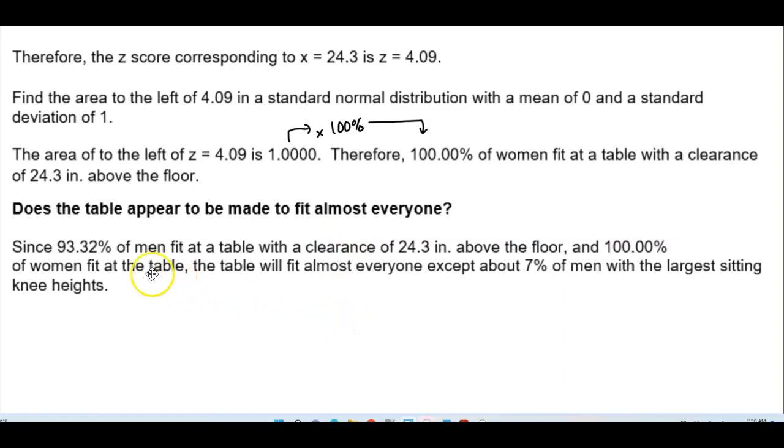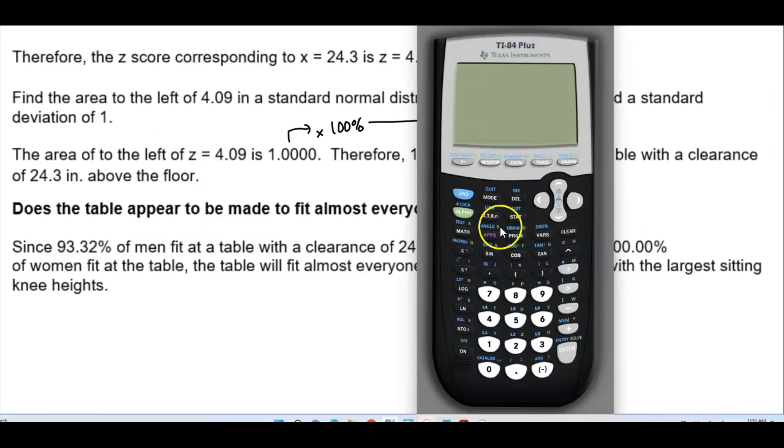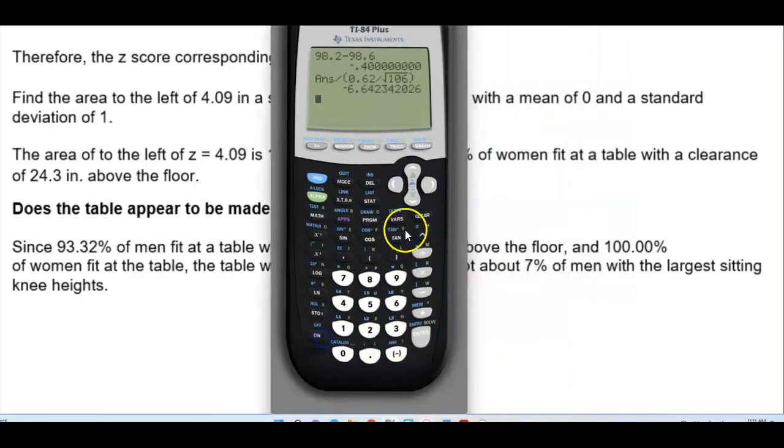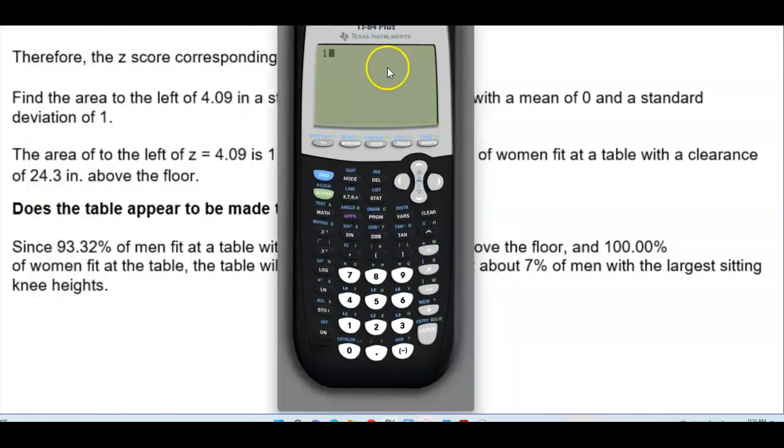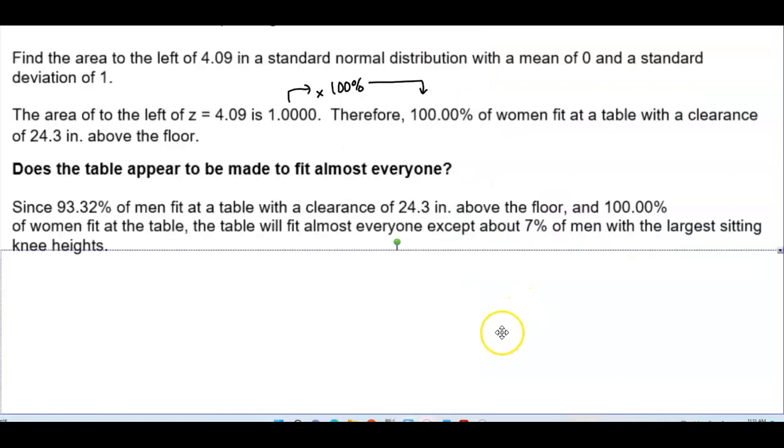Well, since 93.32% of men fit at a table with a clearance of 24.3 inches above the floor, and 100% of women fit at the table, it will fit almost everyone except about 7% of the men with the largest sitting knee heights. And how do we get 7%? That's because if we take the 100% that we found for women and then subtract the 93.32, we get approximately 6.68, which is about 7%, and that's how we're getting the value of 7%.